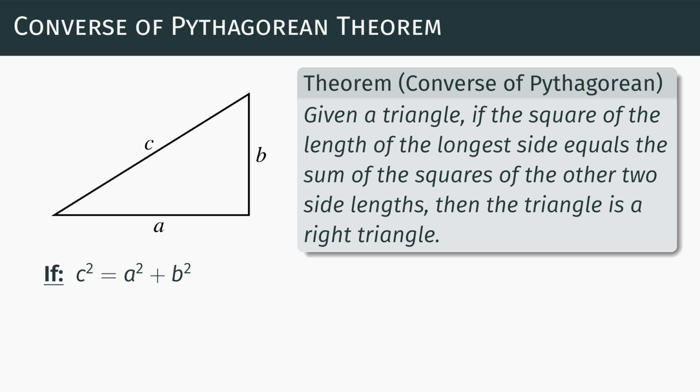So if c squared equals a squared plus b squared is what we've got here, the square of the length of the longest side, so c now represents our longest side, not actually a hypotenuse, but if the square of the length of the longest side equals the sum of the squares of the other two side lengths, then the triangle is a right triangle. So if we've got c squared equals a squared plus b squared, then we're looking at a right triangle.